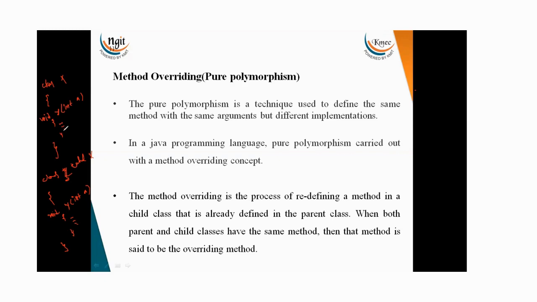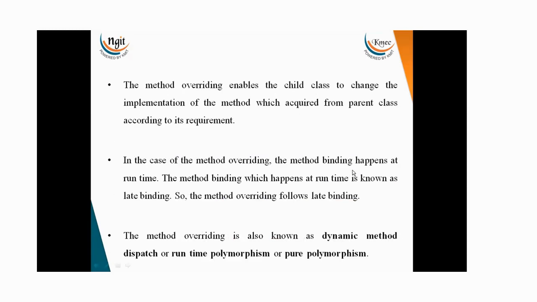So, sir, why do we perform this overriding? Beta, it's very simple. This is a process of redefining a method in a child class that is already defined in the parent class, with a different body in the child class. For that purpose, we use method overriding. Overriding enables the child class to change the implementation of the method acquired from the parent class according to its requirements. That is all about method overriding.